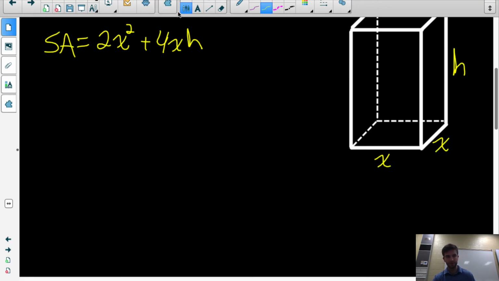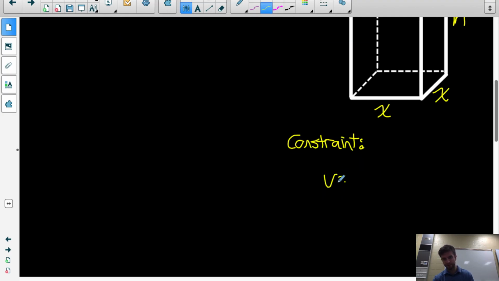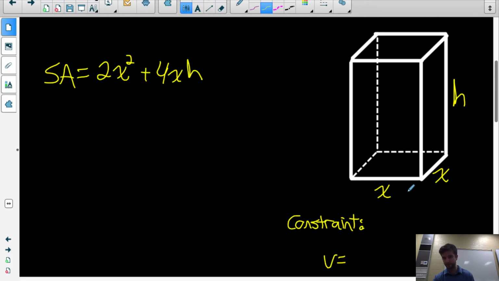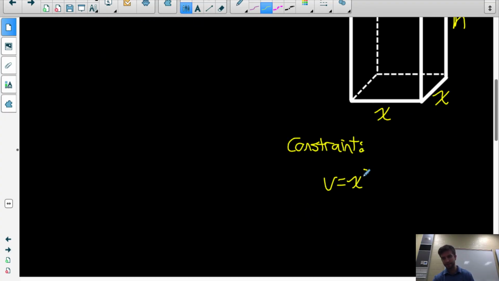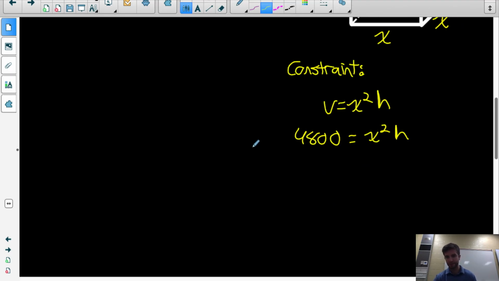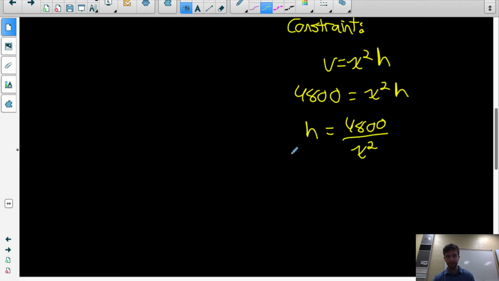What I want to do is generate a surface area equation for a square-based prism that has a volume of 4,800 centimeters cubed. So the question gives us that constraint. The volume, which is represented by area of the base times height for a prism, so x squared times h, has to be 4,800 centimeters cubed. So 4,800 equals x squared times h. Now I can generate an equation that shows me the relationship between the height and the length and width of this square-based prism by isolating for h. So h equals 4,800 over x squared. Based on whatever the length and width are, I can calculate what the height would have to be to keep the volume steady at 4,800 centimeters cubed.